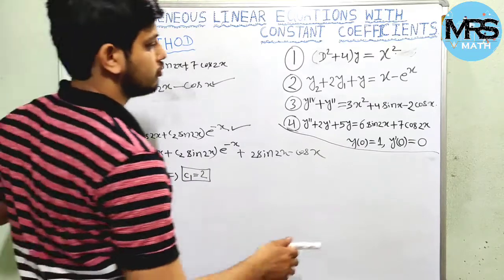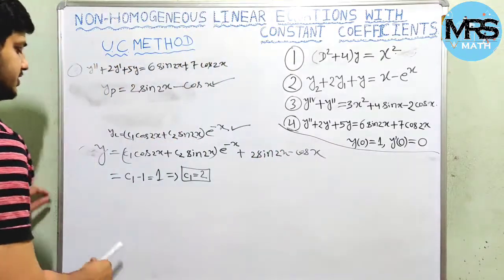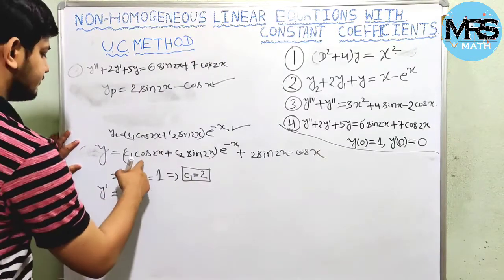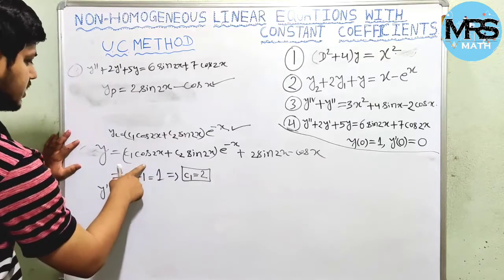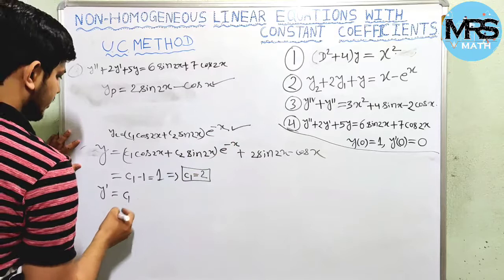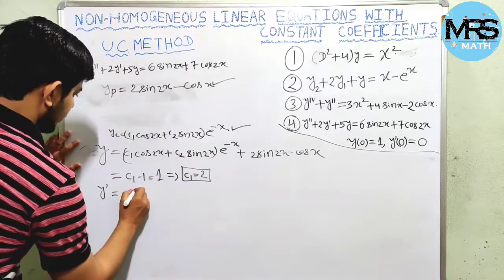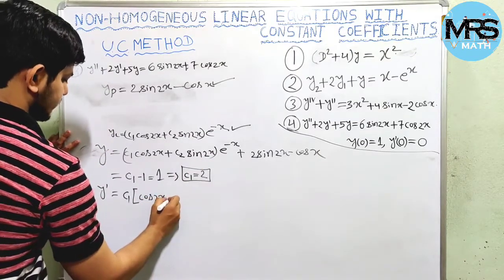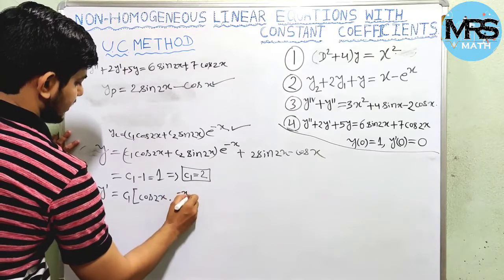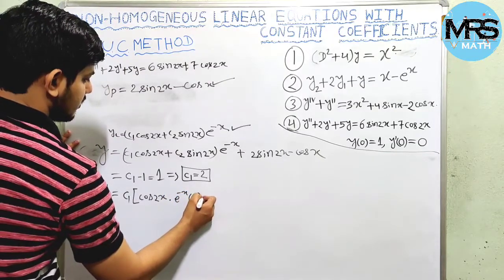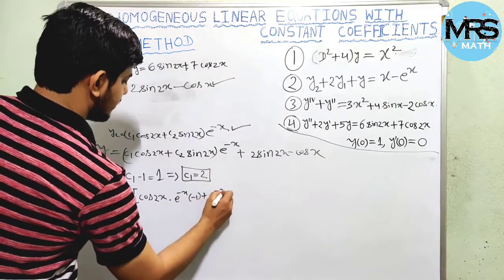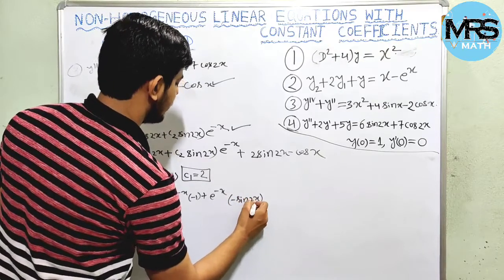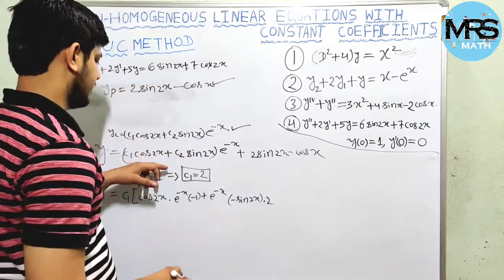Okay, now to apply the next condition we have to take the first derivative. So if y is this one, then what will be the first derivative? c1 is constant, so cos 2x into e to the power minus x. The derivative will be cos 2x into e to the power minus x times minus 1, correct, plus e to the power minus x into the derivative of cos 2x, which is minus sin 2x into 2. Okay, so this is over.